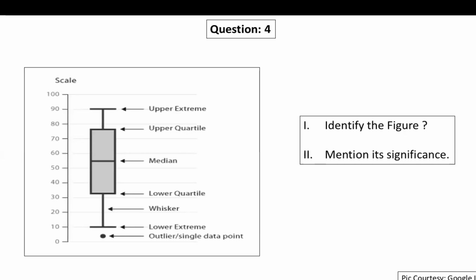From beyond the box, we have two lines extending on either side, the whiskers, extending to the upper extreme and the lower extreme. So what is the significance of this box and whisker plot? Sir, it shows the spread and the skewness of the data through the quartiles.